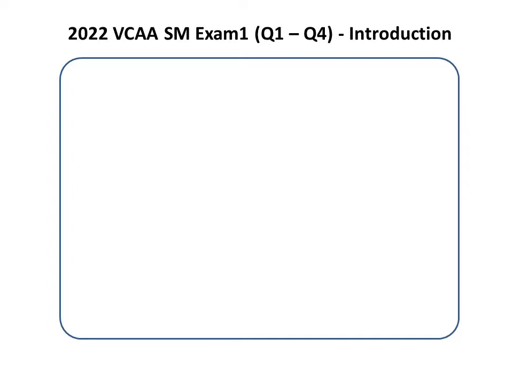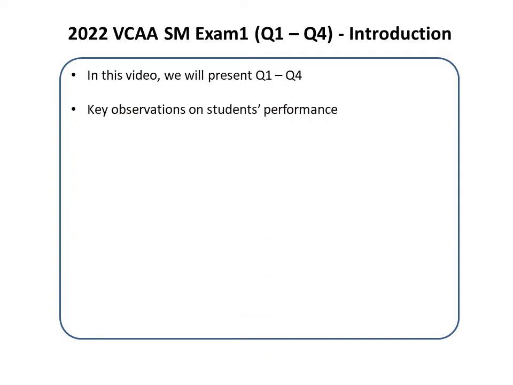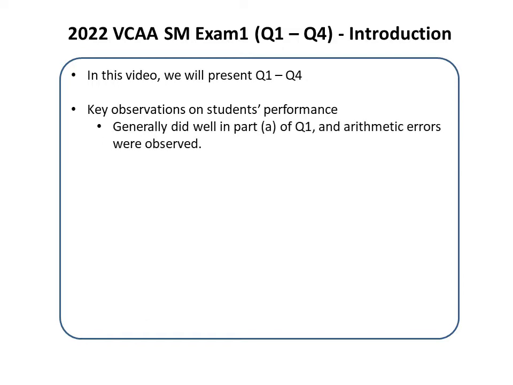Welcome to the first part of VCAA Specialist Math 2022 exam paper. In this video, we will present exam paper 1, questions 1 to 4. Generally speaking, question 1 was answered well, with most students recognizing the need to complete the square in part A. While some arithmetic errors were observed, students could either use the result from part A or use the quadratic formula to find the solution to the equation.